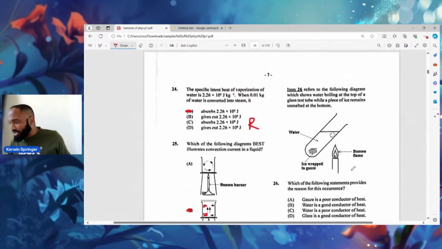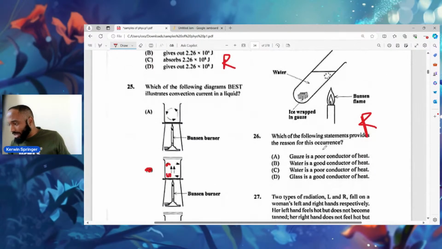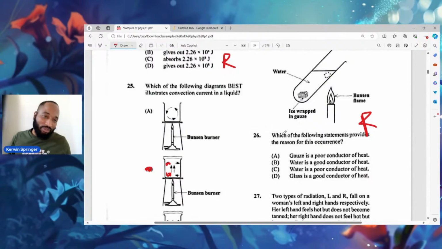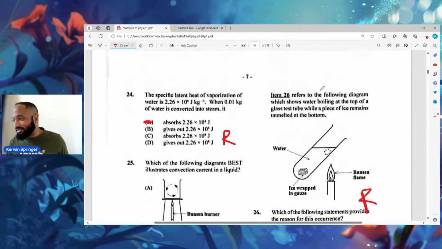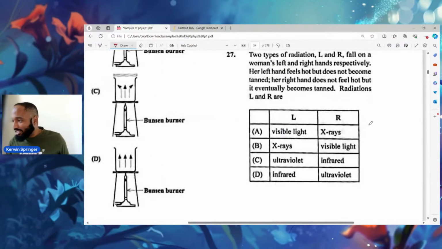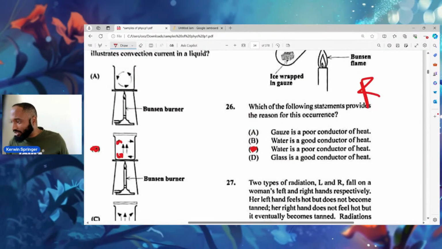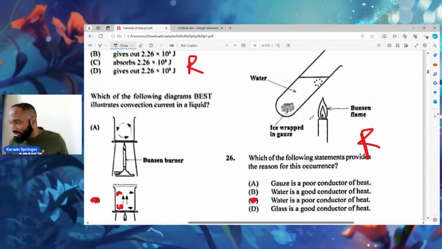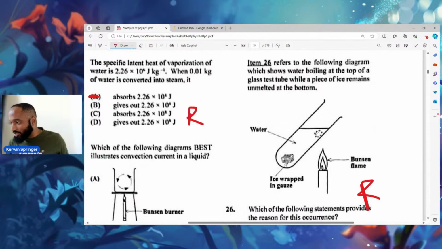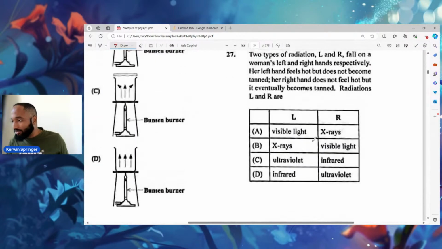All right, so 26, biggest repeat known to man. Tell me if they get this question right. Water is a poor conductor. If they mix it up this time, that's the only thing they're doing with this question. Two types of restaurant, let me make sure it was that they actually following is a good reason. The ice doesn't melt. Yeah, water is a poor conductor.